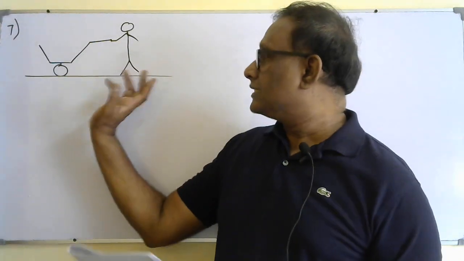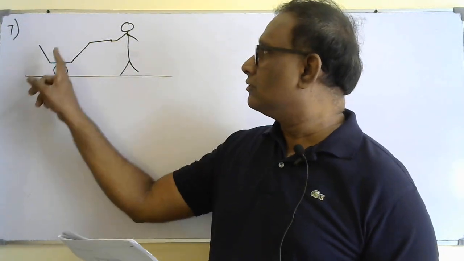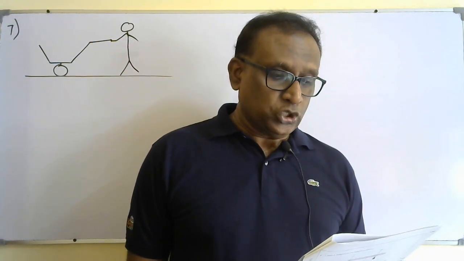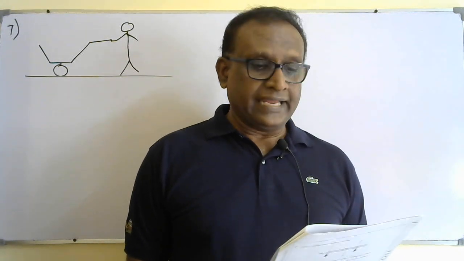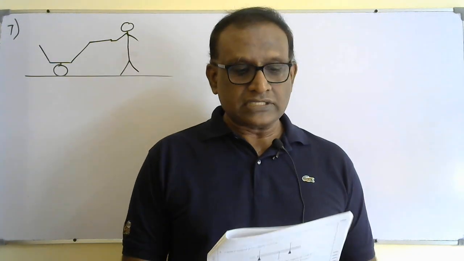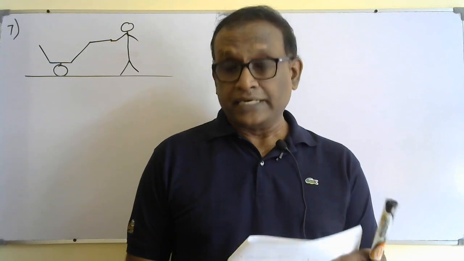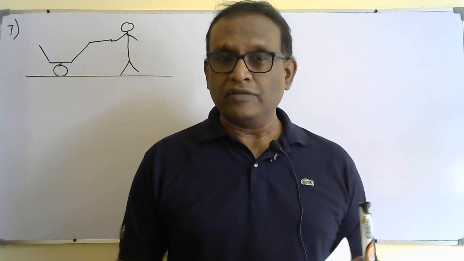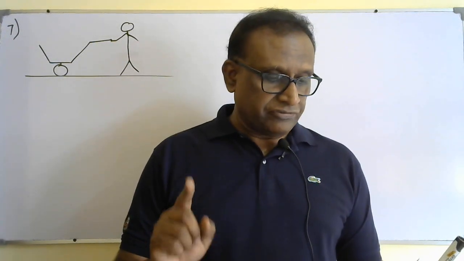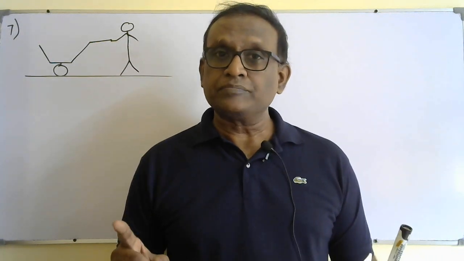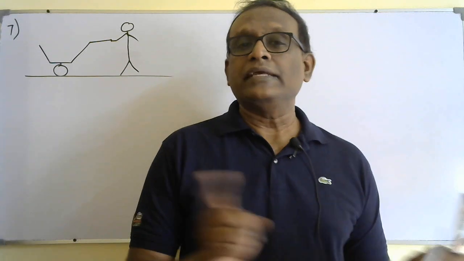Here there are three things: the ground, the trolley, and the person, right? Which pair of forces is a Newton's third law pair, P and R? The floor exerts a force P on the person, so its third law pair will be that the person exerts a force P on the floor. They will be the third law pair.